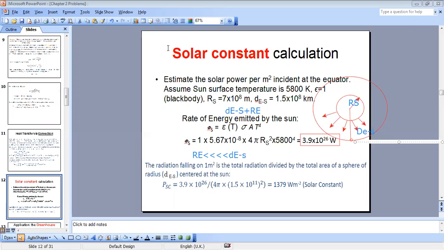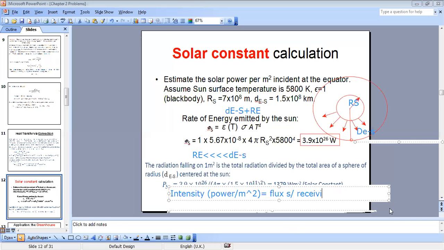So now, to find the intensity of the flux, we will write that the intensity, or you can call it the power per meter square, is equal to the flux emitted, which was calculated here. So it's the flux of the sun over the receiving area, over the total receiving area. Now, what is the total receiving area?